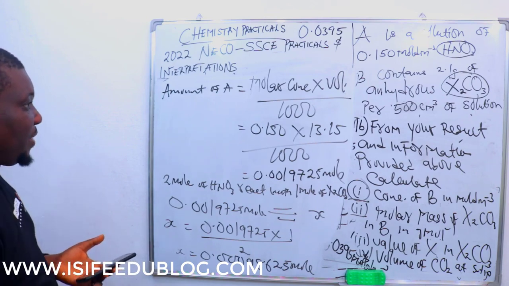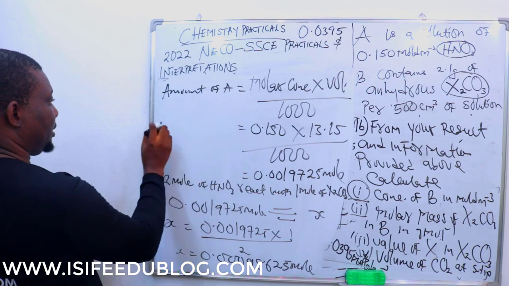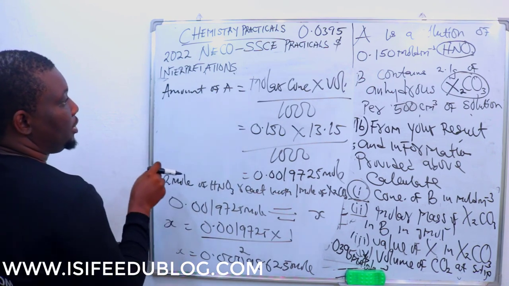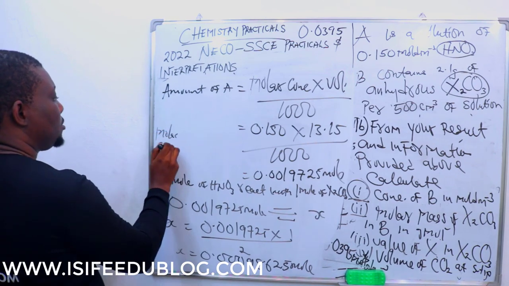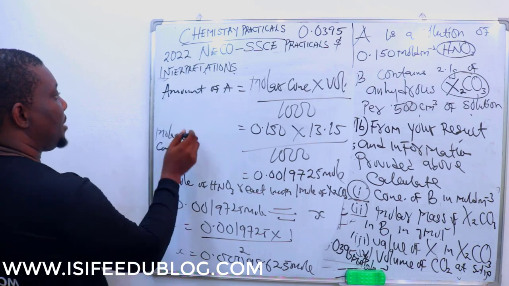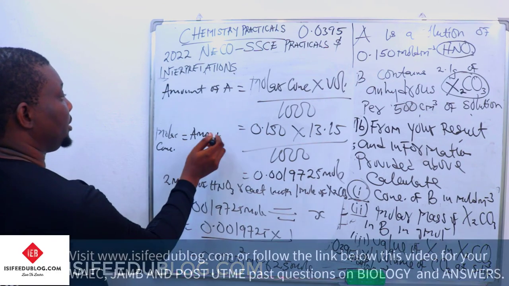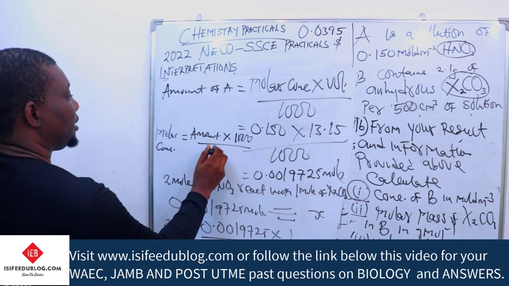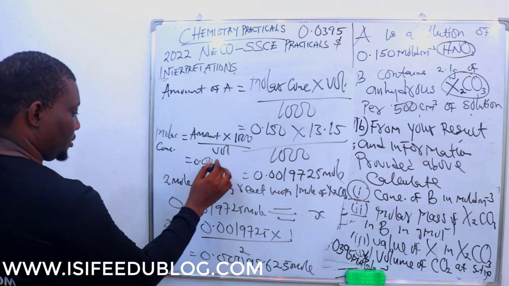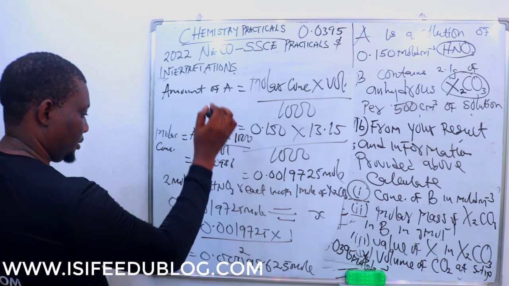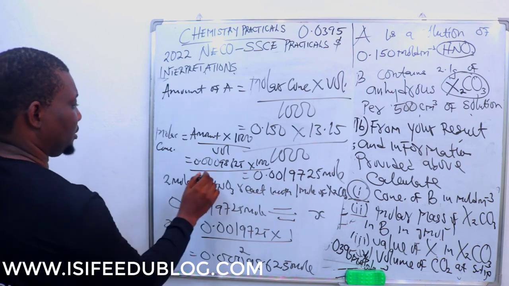And then, if I want to find the molar concentration finally of that B, I'm going to solve in this little space. So it will now be molar conc. From this formula, molar conc should be amount times 1000 over volume. This time the amount is the amount of B, which is this value. So I'll substitute this amount: 0.00098625 times 1000 over the volume of base, which is 25, the pipette 25.